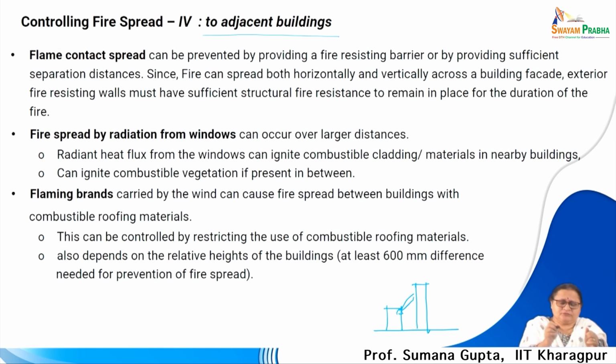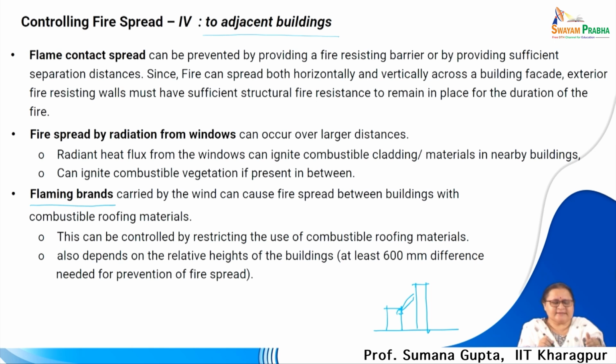So, also there are flaming brands, this is a new term to you all. They are splinters which are coming out from the fire, which can go and hit the next surface, the adjoining surface, and the fire can start from there. So, it is a spark that is coming from one and moving to the next, leading to fire in an adjacent building.